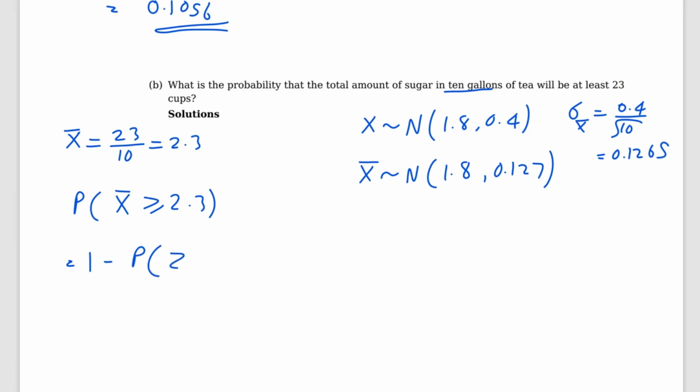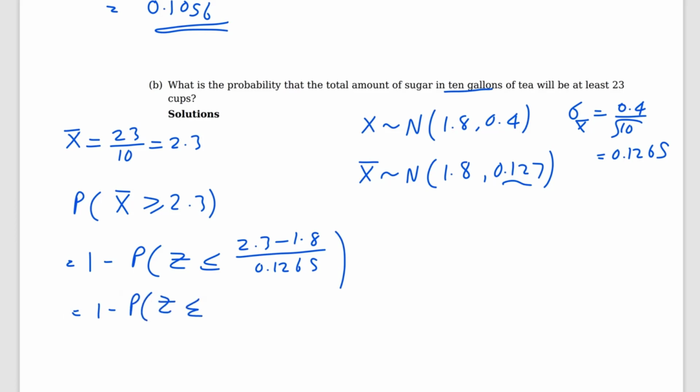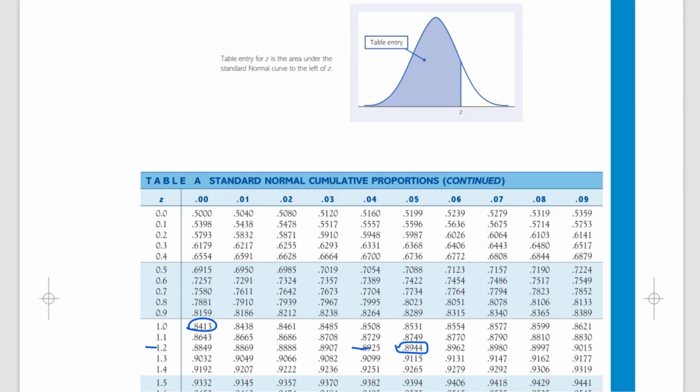I will make it now z less than or equal to (2.3 minus 1.8) divided by 0.12. I write down here 1265. It doesn't matter, you can use this, but I write down 1.1265. Then this is 1 minus probability z less than or equal to 3.95. Now can you go to the table and check 3.95? Can we check 3.95 in the table?